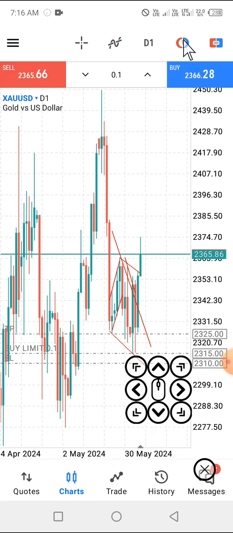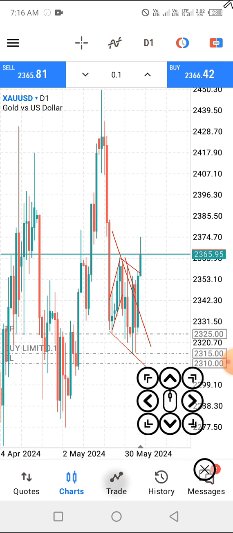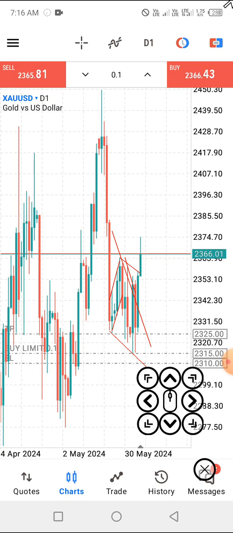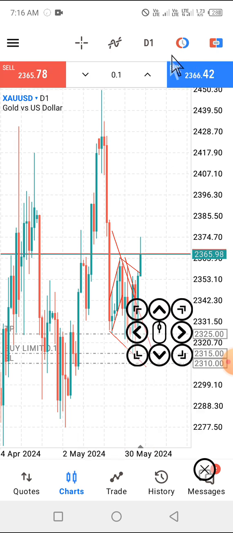So this is MT5, guys. In MT5, it is actually easier for you to navigate your way. If you don't want to go to this place on the trade tab and click on the new order, you can actually go on your charts. Then you can tap on this level here and see which particular level I'm pointing at. You can just tap it.